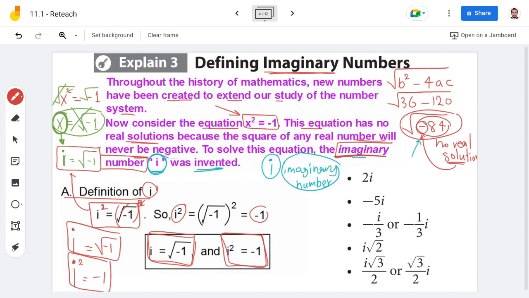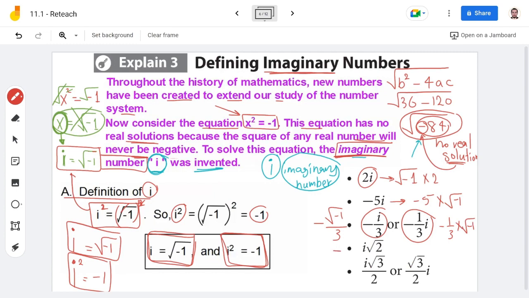How can we write this? We can write it like this: 2i. What does 2i mean? 2i means 2 times the square root of negative 1. What does this represent? This represents negative 5 times the square root of negative 1. What does this represent? The same thing. It represents negative the square root of negative 1 over 3. This one, what does this represent? The same thing, negative 1 over 3 times the square root of negative 1. So all of these represent multiples of the square root of negative 1. How about this one here?